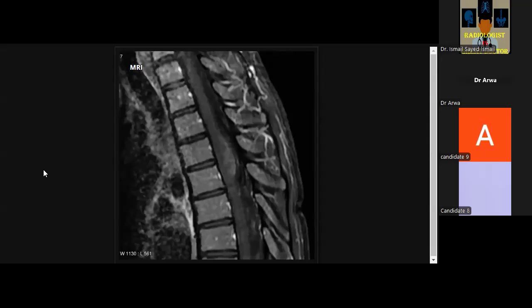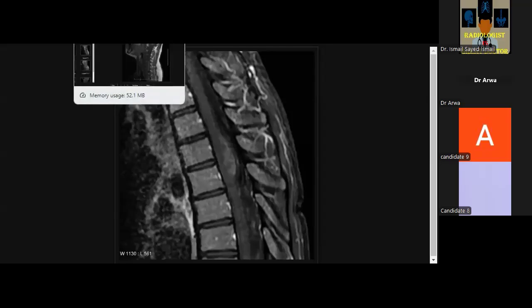So the lesion has completely suppressed on the fat-saturated sequences. So the other possibility is the lipoma or dermoid in this patient. And I would like to review the MRI brain of this patient. Why? For any other lesion. Okay.